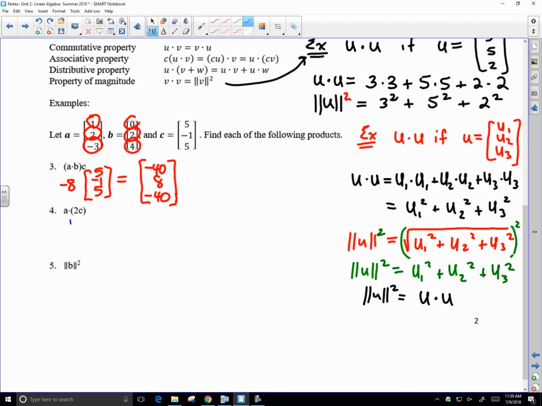A, 1, 2, negative 3, dotted against twice C: 10, negative 2, 10. So 10, negative 4, negative 30. Barring any catastrophic errors.